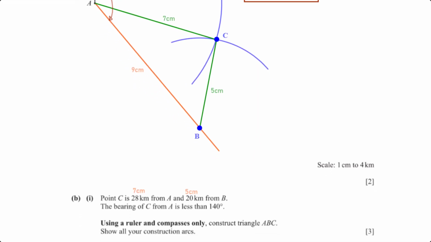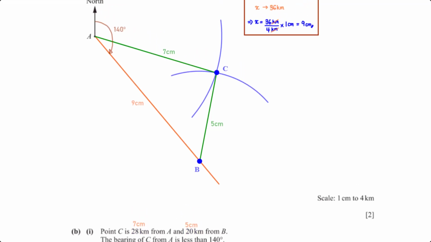Point C is 28 kilometers from A and 20 kilometers from B. The bearing of C from A is less than 140 degrees. Using a ruler and compasses only, construct triangle ABC. Show all your construction arcs. Using the scale conversion, 28 kilometers translates to 7 centimeters and 20 kilometers translates to 5 centimeters on the scale drawing.